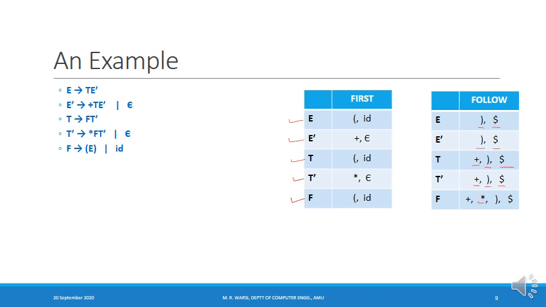Let's look at this production. First of T dash is containing epsilon. So those symbols which are there in the follow of T dash will also be added to the follow of F. Follow of T dash is containing plus, right parenthesis and dollar. So these symbols will also be added to the follow of F. So we add plus, right parenthesis and dollar to the follow of F. So this is how we have calculated the follow of various variables.